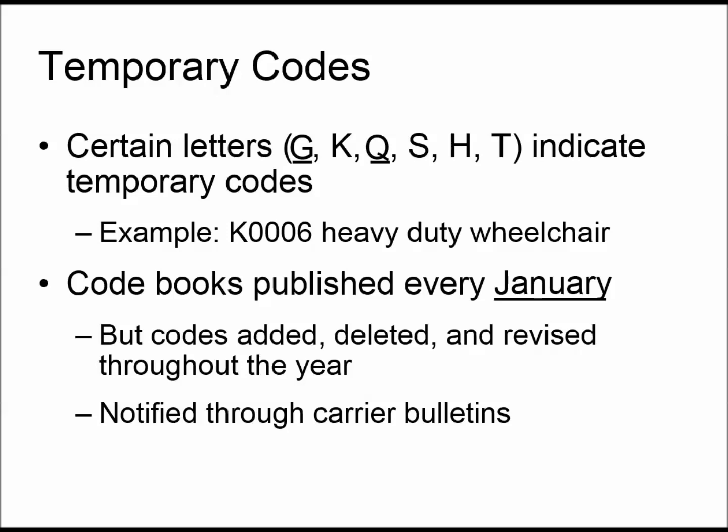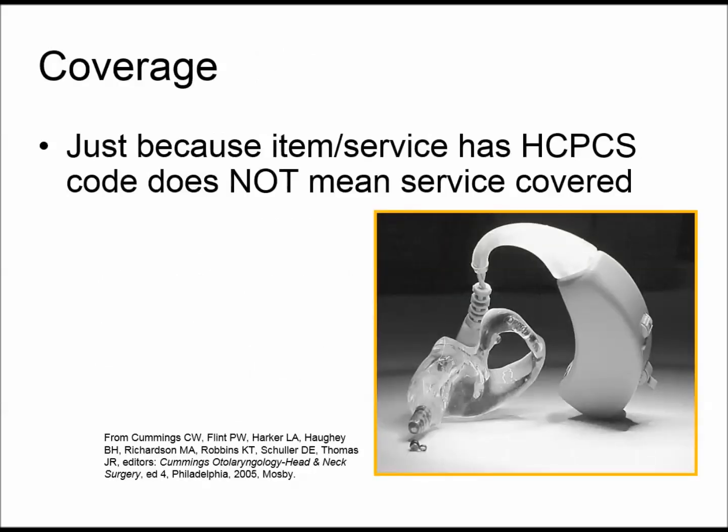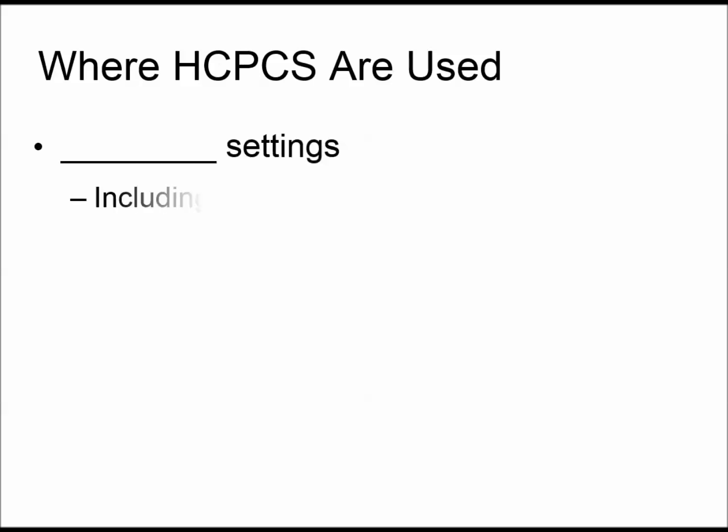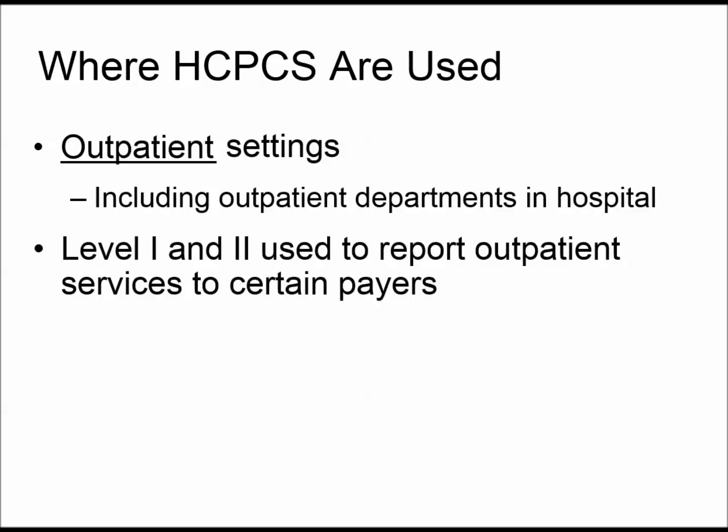Now remember that there are some things that just aren't covered by insurance, and just because it has a HCPCS code does not mean that it's going to be covered. One example of that is V5130, binaural hearing aid, which is not covered under Medicare, so therefore the recipient would have to pay that out of pocket. They are used in outpatient settings, and that would also include outpatient departments in hospitals. They are not used in the inpatient arena.